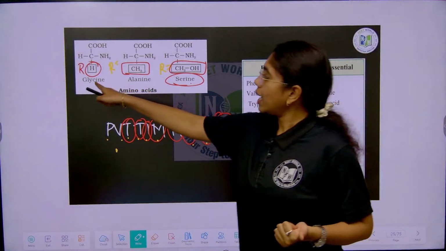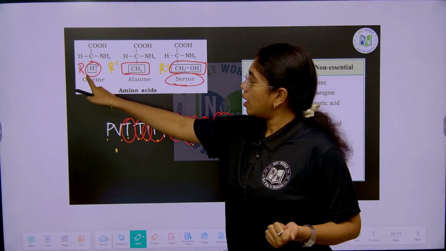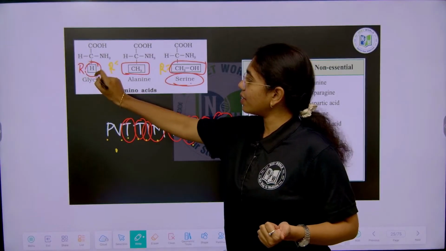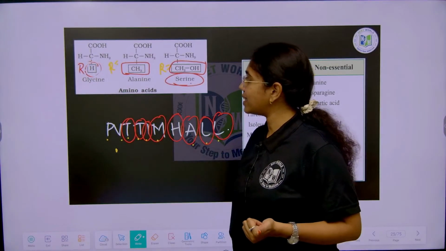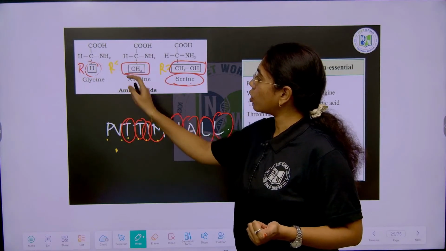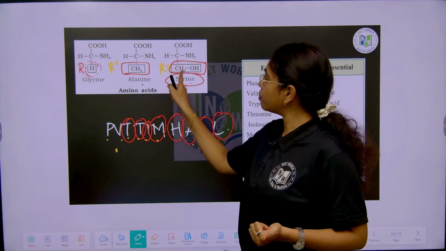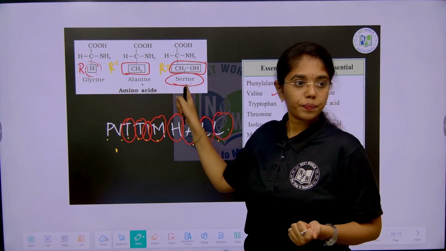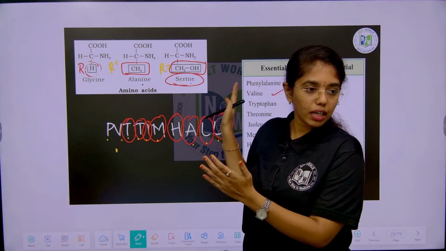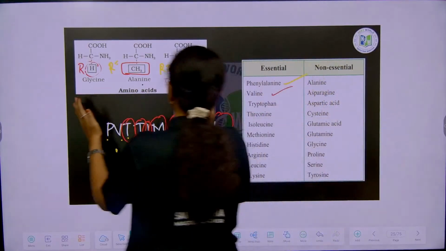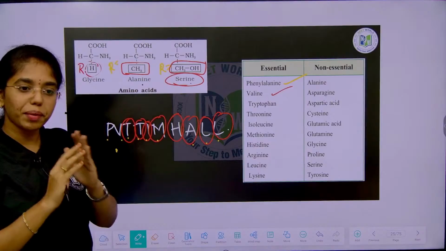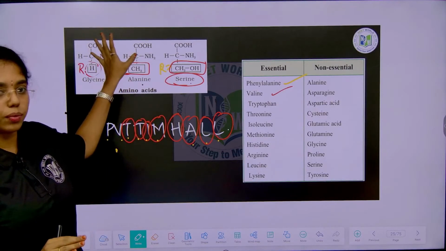So here you see the R group is just having hydrogen. So this is what? Glycine. If it has a methyl group, it is alanine. If it is methanol, it is serine. These are the 3 which are given in our NCERT. Just remember these structures, and it is important to remember others also, but first be thorough with this, okay?